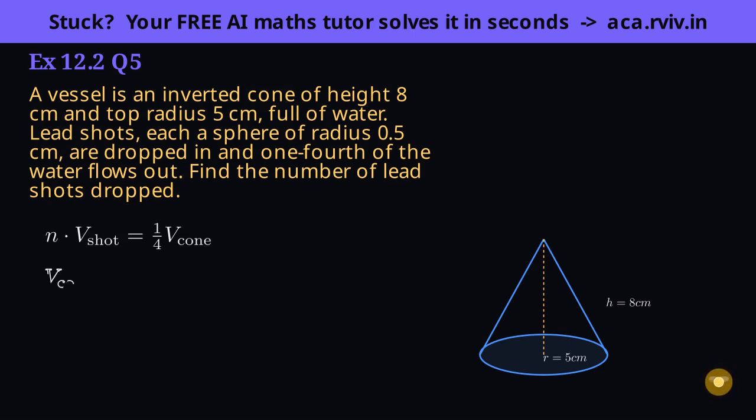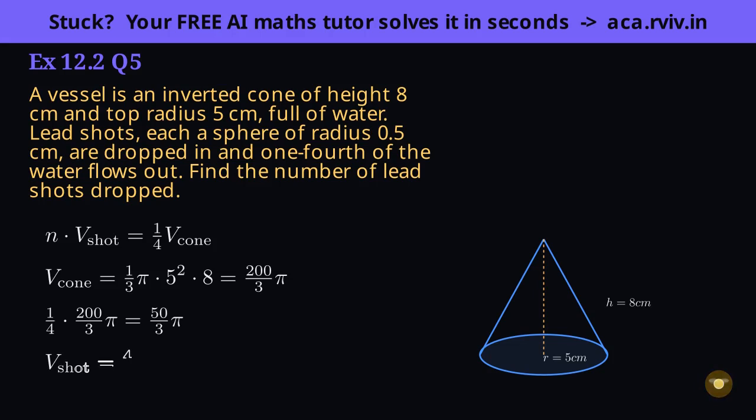The vessel is a cone, volume 1/3 pi r squared h, radius 5, height 8, which is 200/3 times pi. We keep pi symbolic, it's about to cancel. 1/4 of that cone spills out, a quarter of 200/3 pi is 50/3 pi. That's the total spilled water. One lead shot is a tiny sphere, 4/3 pi r cubed, with radius 0.5, which comes to 1/6 pi.